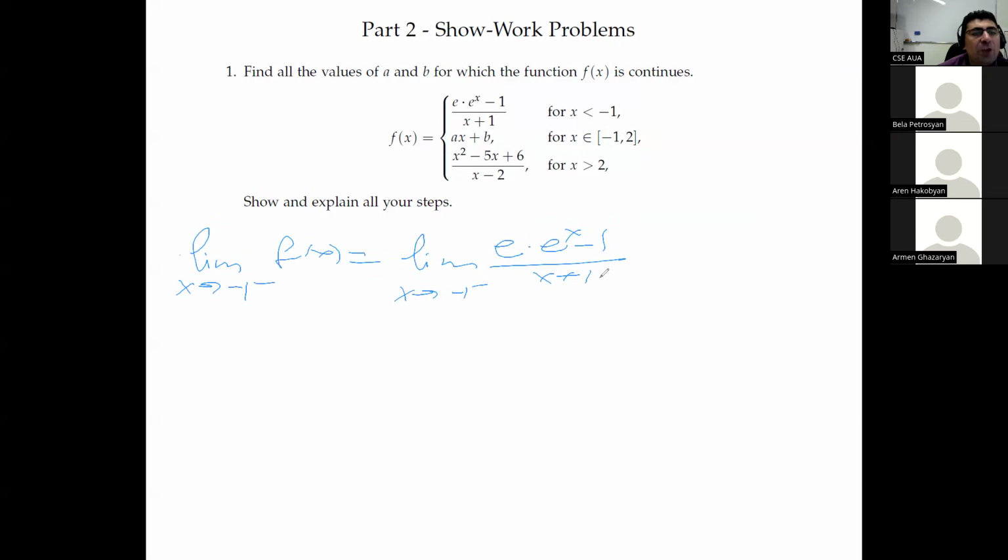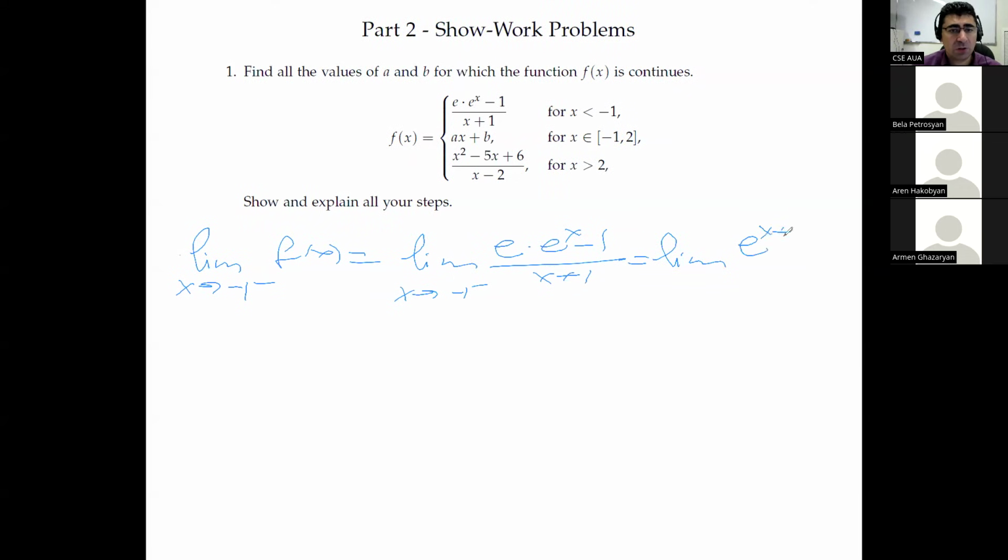Okay, how we can find this limit, guys? If we plug in -1, we'll get 0 over 0, so indeterminate form. We can represent e times e to the x power in the form of e to the x plus 1 power. And x plus 1 tends to 0. Useful limit. Another approach, it's fine. Let's do like that. Another approach is L'Hopital.